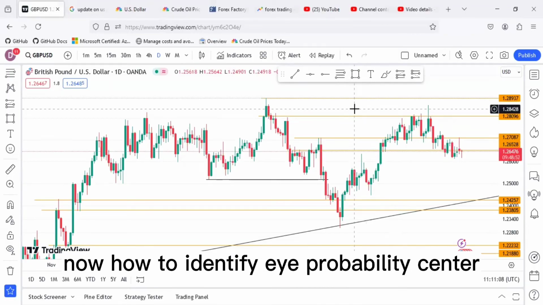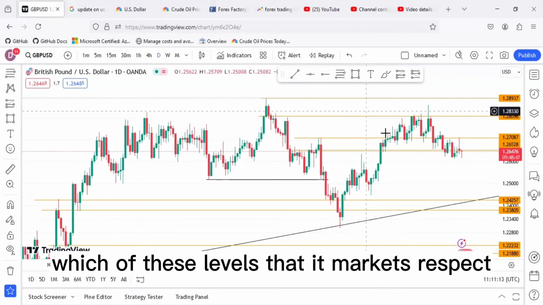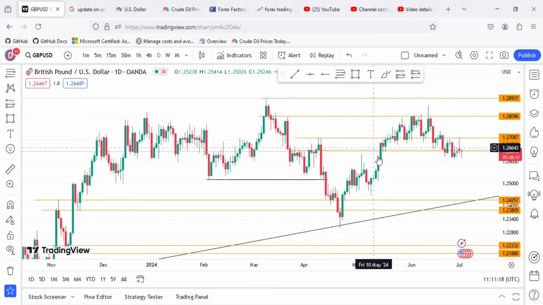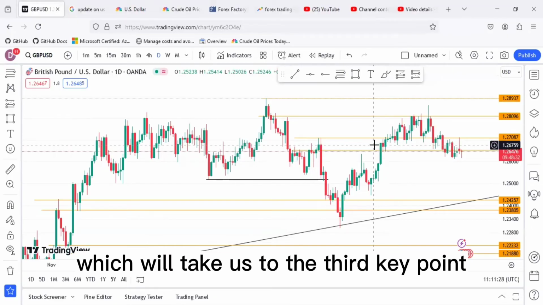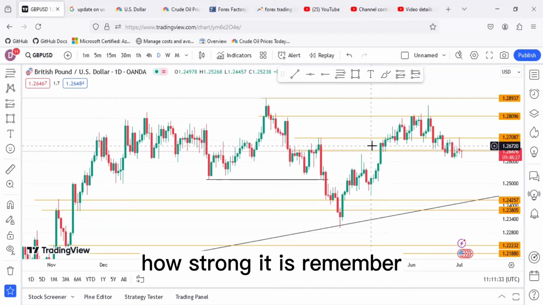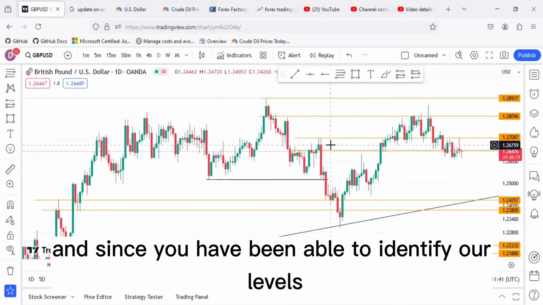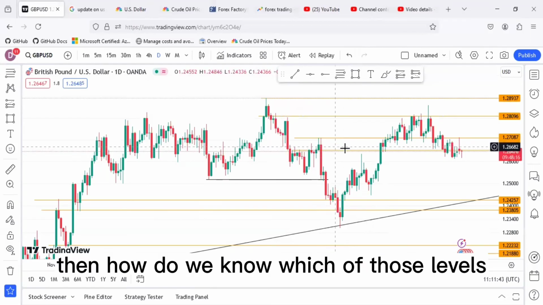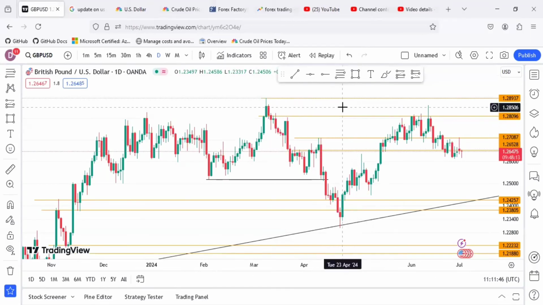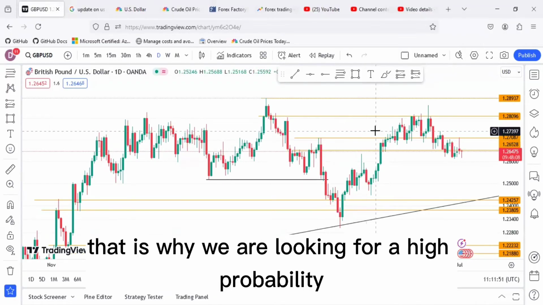How to identify a high probability trade setup. So how do I know which of these levels the market will respect? Nobody actually knows that. But what you need to do, which will take us to the third key point, is for you to confirm that level, how strong it is. Remember, number one is how to know your trend, then number two is how to know your levels. And since we have been able to identify our levels, how do we know which of those levels price will respect? That is why we are looking for a high probability trade setup.